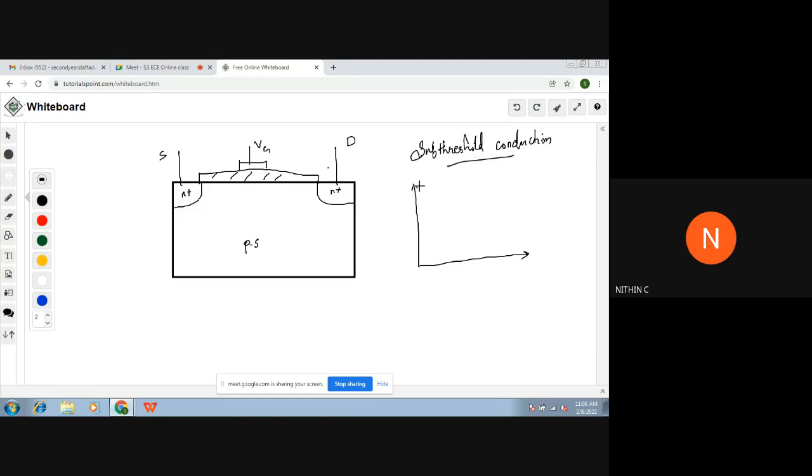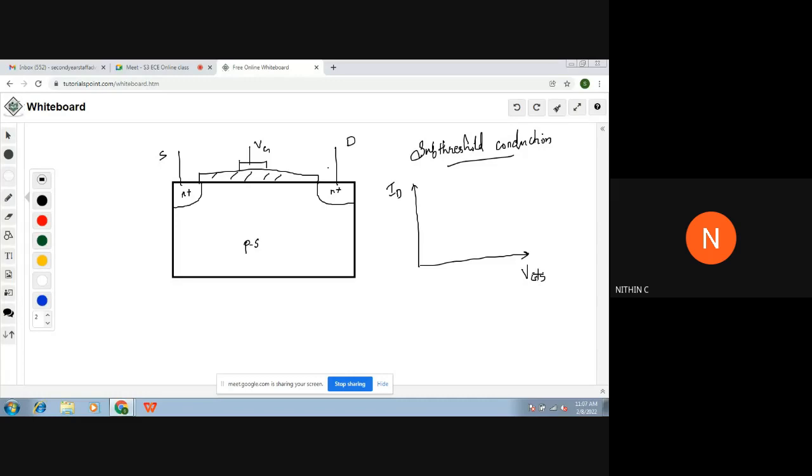ID versus what plot is called transfer characteristics? We have studied two characteristics: the transfer characteristics and the drain characteristics. For drain characteristics, both will involve D, that is, one will be ID and the other will be VDS. What will be transfer characteristics? You drew it two days ago. Yes, transfer characteristics is a plot between the current ID and the voltage VGS.